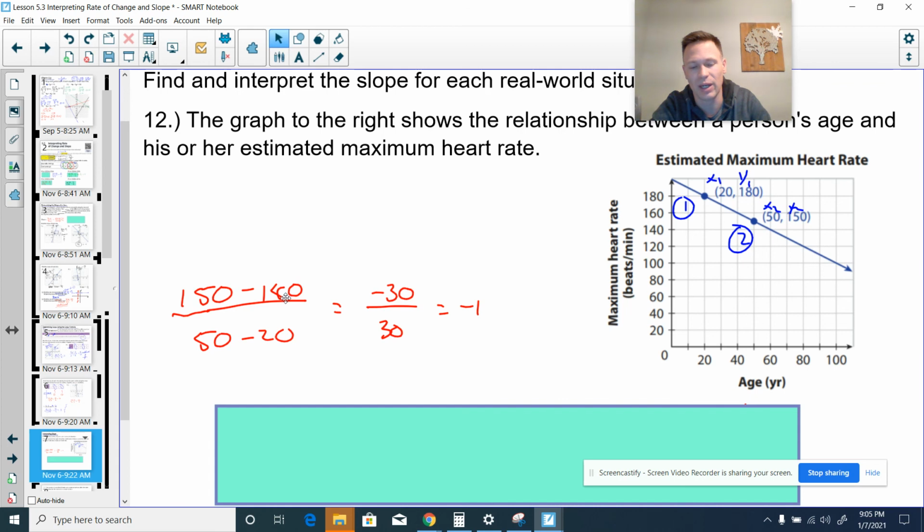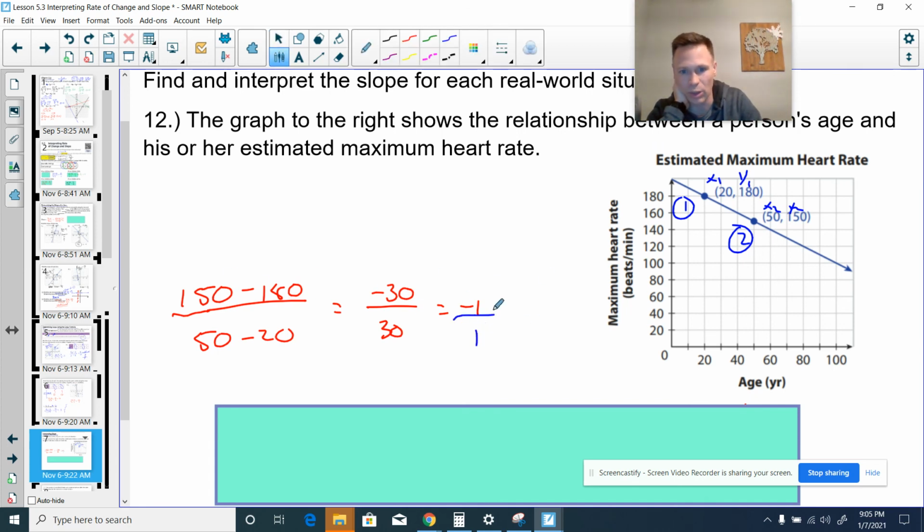150 minus 180 is negative 30. 50 minus 20 is 30. So I end up with a slope of -1, right? So if my slope is -1, we have to reinterpret what this means. And if I write it as a fraction, it helps.